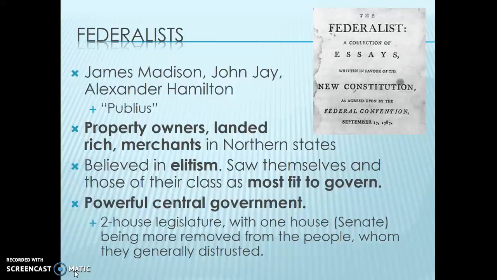So these people represented property owners, the landed rich, merchants, northern states. They believed in elitism. They saw elites as people who had a vested interest in society, who were more educated than other people, and therefore were the most fit to govern. They, of course, support a powerful central government, the two-house legislature with one house, the Senate, being more removed from the people. That's why initially it was state legislatures that elected the Senate, and why their terms are so much longer than the House of Representatives. That was on purpose because the Federalists wanted a body in the government that was more removed from what they believed was the tyranny of the people, honestly.